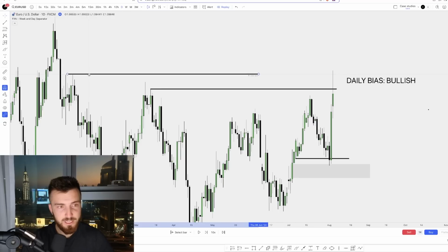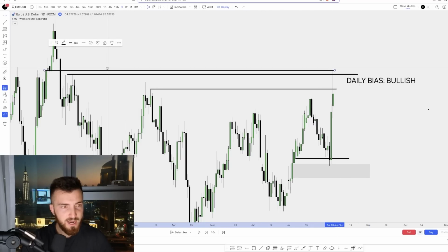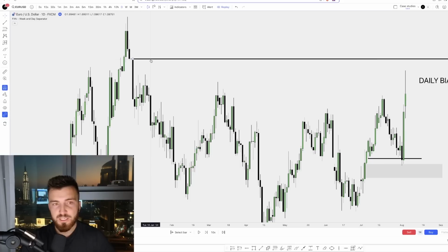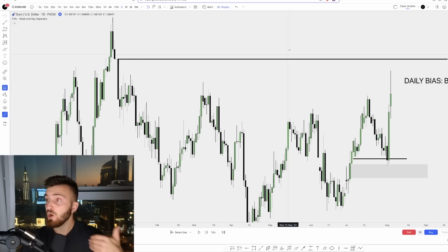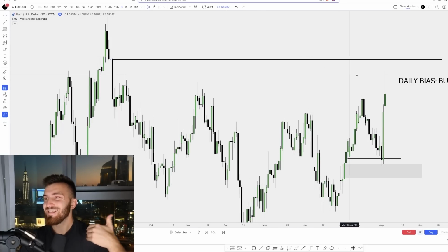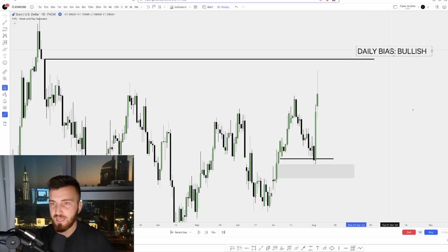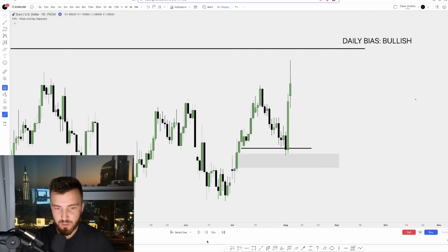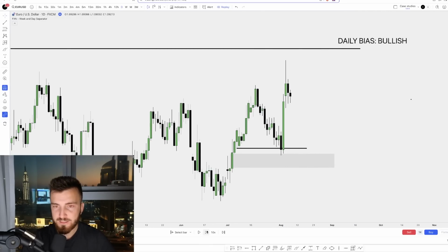Well, we have equal highs right here, which, if I'm not mistaken, were also targeted. So now we have this high. This is always where you look left and you look for possible potential targets for the next few days, right? So the daily bias continues to be bullish. So what do we do? We wait, okay?